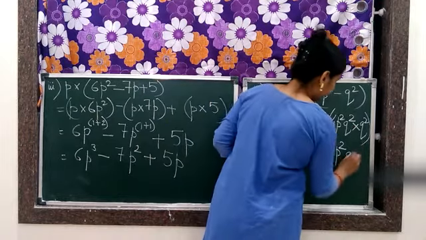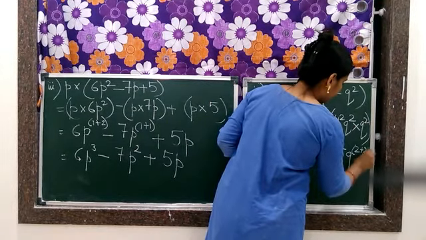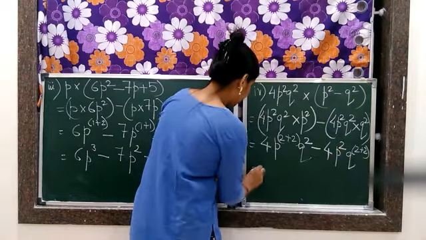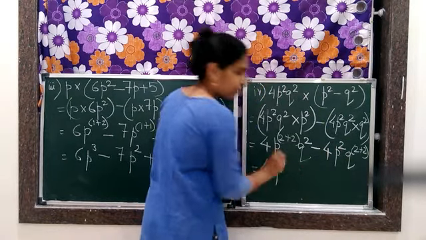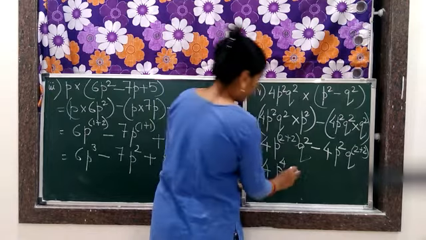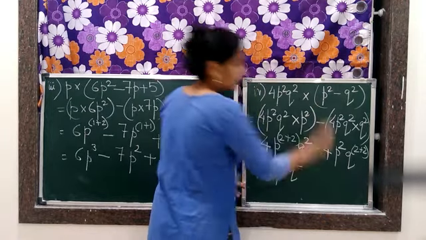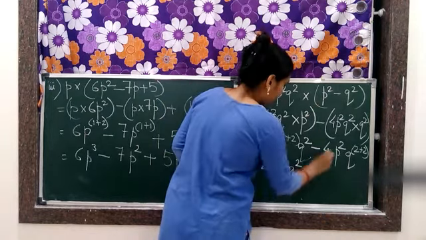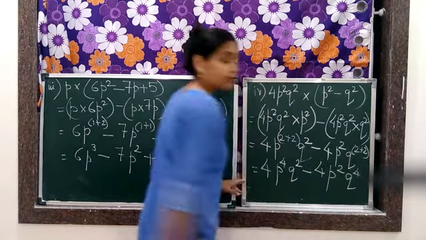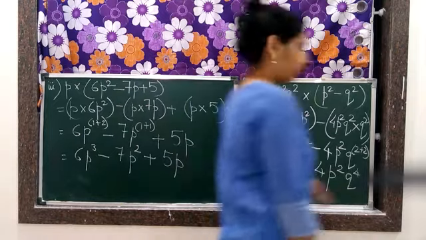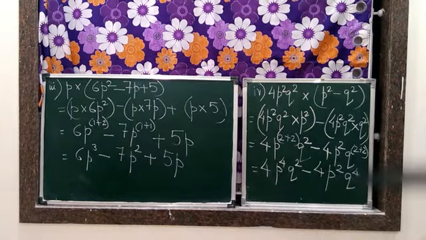So 2 plus 2. Easy, no? Very easy. 4p to the power 4 q square minus 4p square q to the power 4. Okay, this completes the fourth one, children.